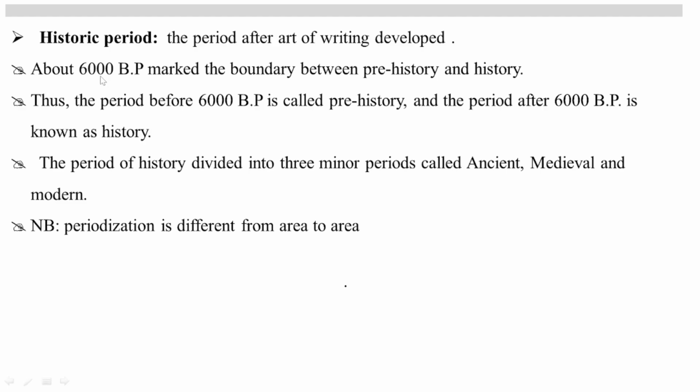This is also about 6,000 years before present, the boundary between prehistory and history, as already mentioned. So the period before 6,000 BC is called prehistory. The period after 6,000 is called history. The period of history is divided into three minor periods again.